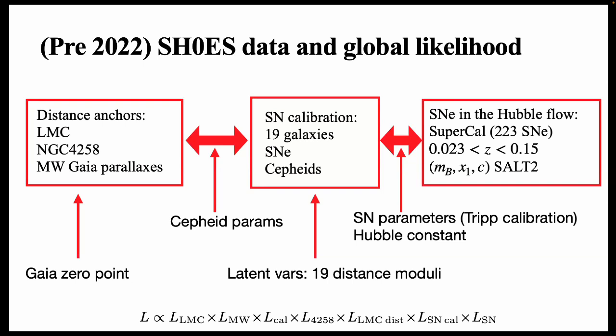Now if you run this analysis with exactly the same way of modeling all details, like Cepheids, the Gaia zero point, and supernovae given by Tripp calibration, then you get 73 plus or minus 1.3, so a 4.2 sigma tension. That was the state of matters before 2022.